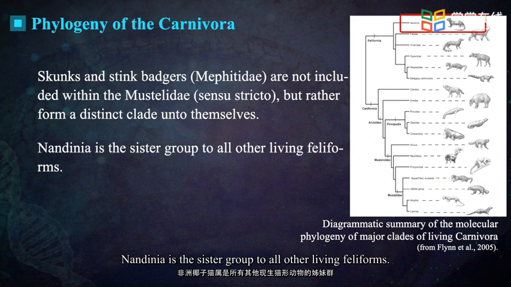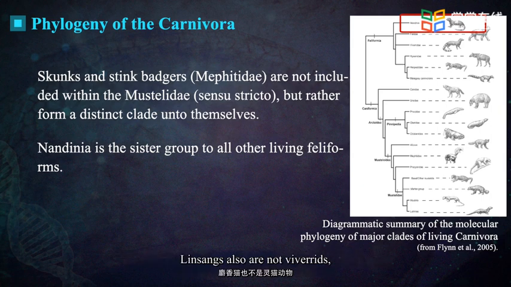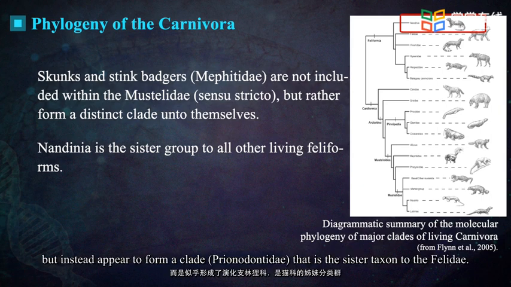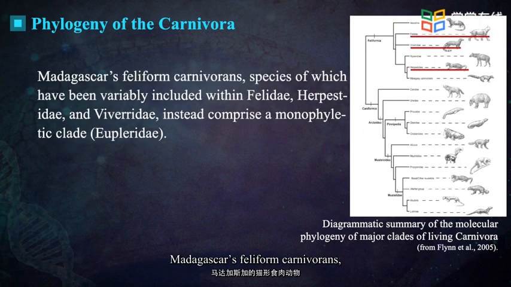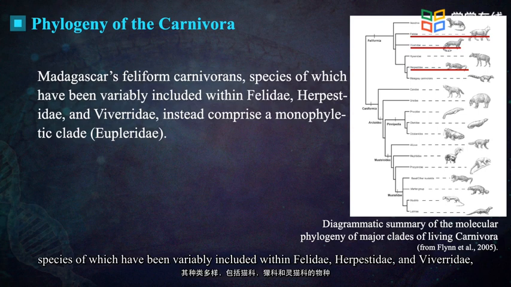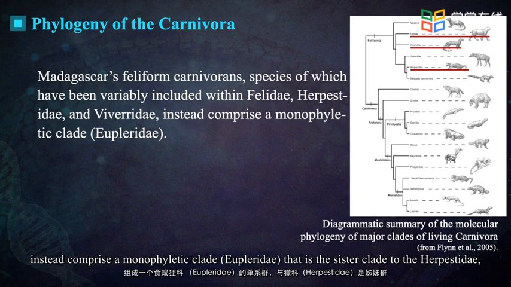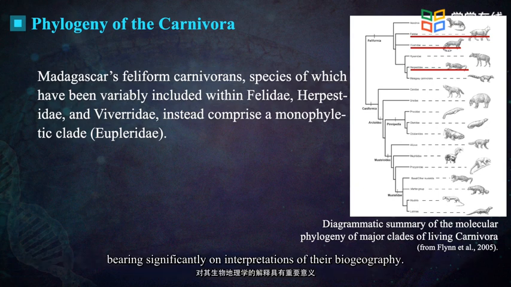Nandinia is the sister group to all other living feliforms. Linsangs also are not viverrids, but instead appear to form a clade, Prionodontidae, that is the sister taxon to the Felidae. Madagascar's feliform carnivorans, species of which have been variably included within Felidae, Herpestidae, and Viverridae, instead comprise a monophyletic clade, Eupleridae, that is the sister clade to the Herpestidae, bearing significantly on interpretations of their biogeography.